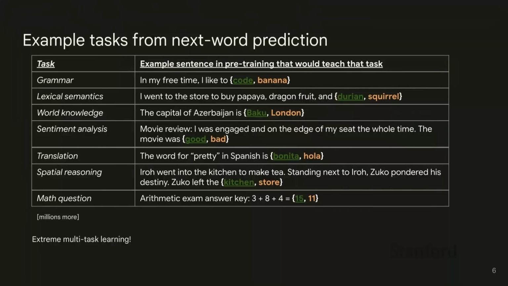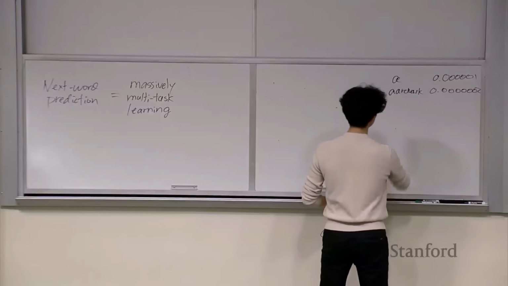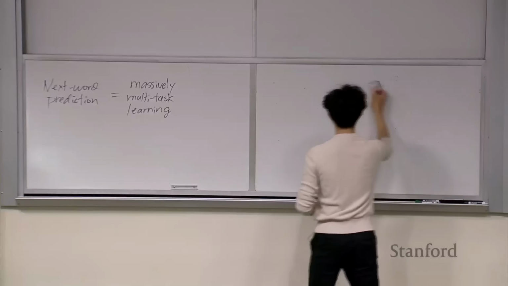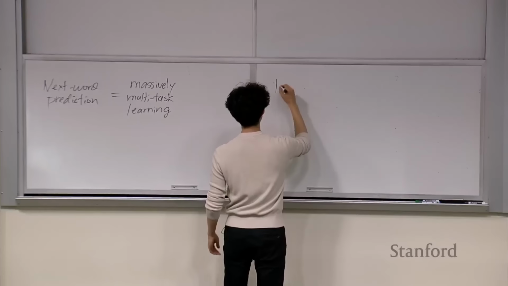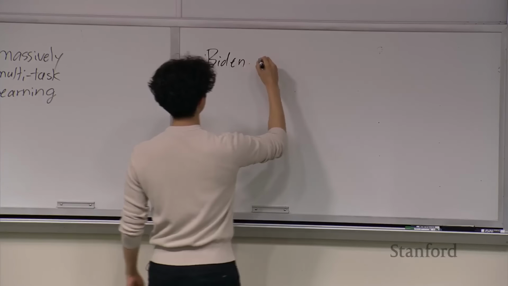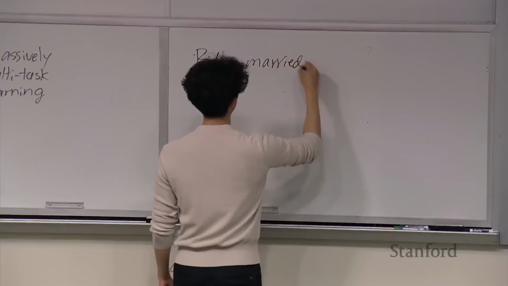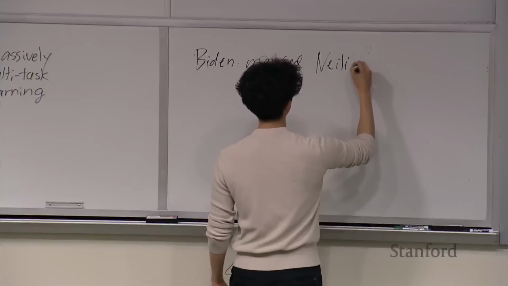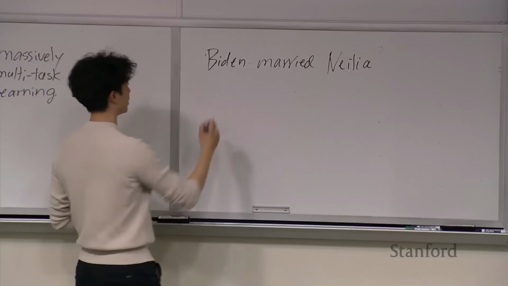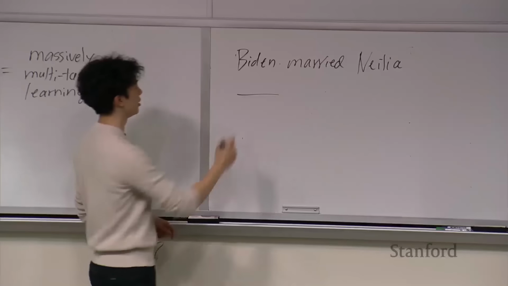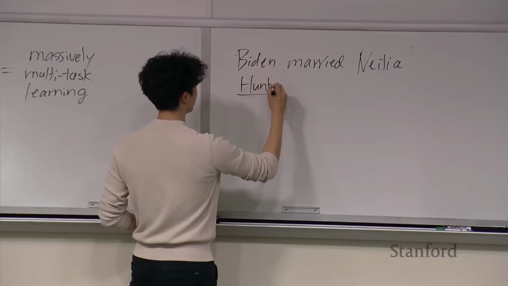And these are very clean examples of tasks. But I'll give an example of how arbitrary some of these tasks can be. Here's a sentence from Wikipedia. "Biden married Amelia." Okay, and now pretend you're the language model. What's the next word here? The next word here is "Hunter." So it's Biden's first wife.